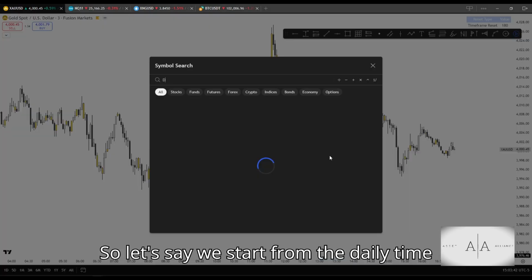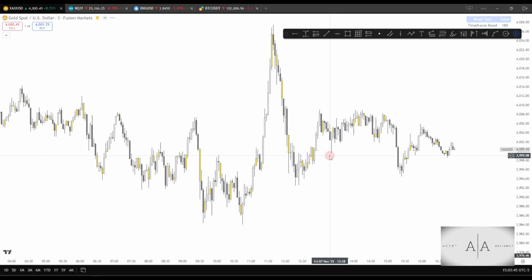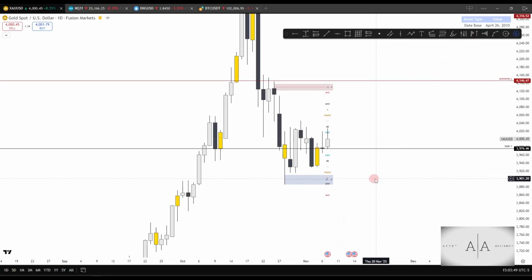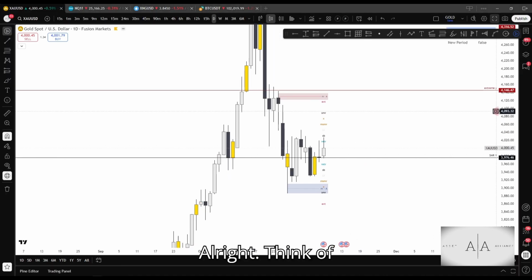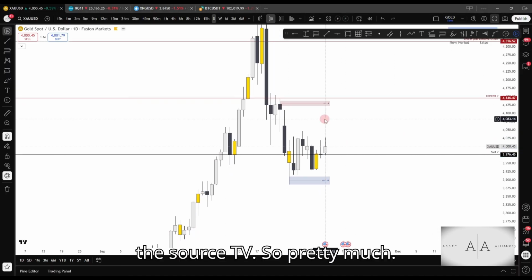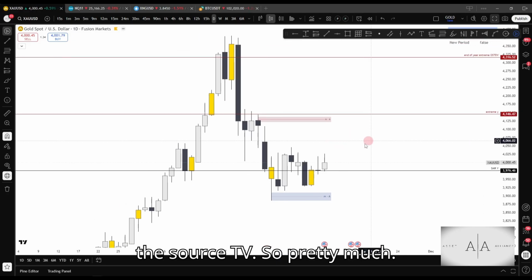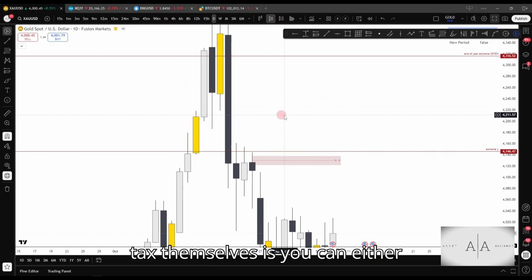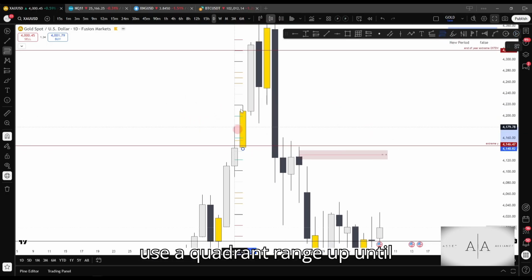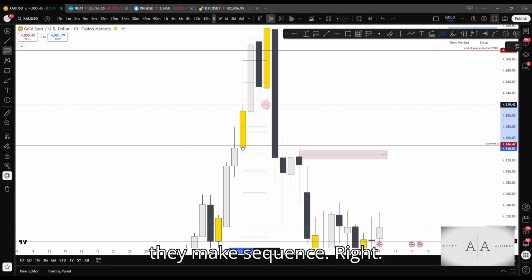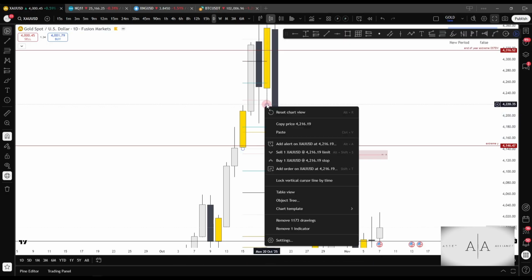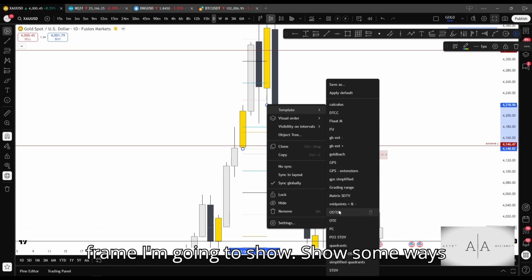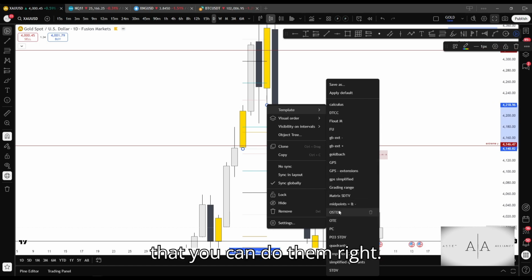So let's say we start from the daily time frame. All right, let's take off this OSTDV. So pretty much what you can do with the tags themselves is you can either use a quadrant range up until the next sequence, right? This is one of the ways that you can do it, right? From the HTF to the lower time frame. I'm gonna show some ways that you can do them, right?